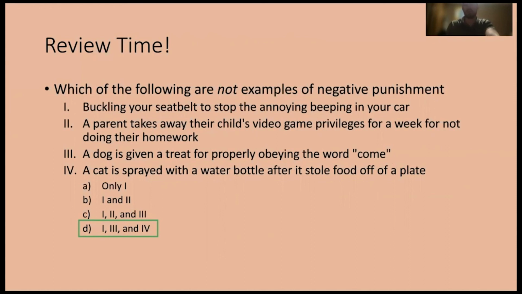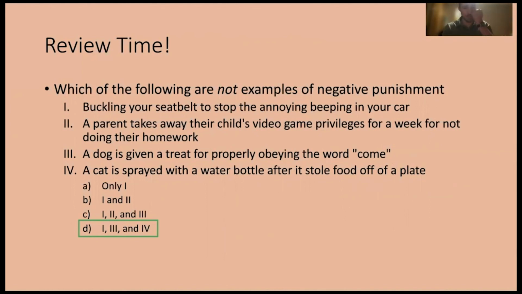Remember the difference between punishment and reinforcement. It's negative reinforcement because we're taking away an aversive stimulus, which would be the beeping. So when you put your seatbelt in, the beeping stops, everybody's happy. So 1 is not an example of negative punishment. So 1 would be true.